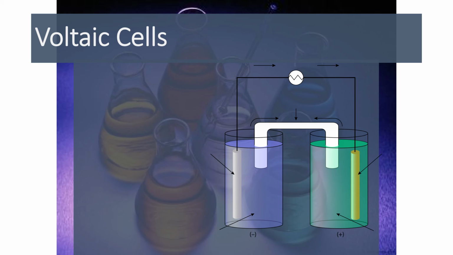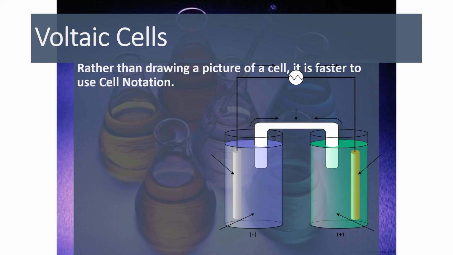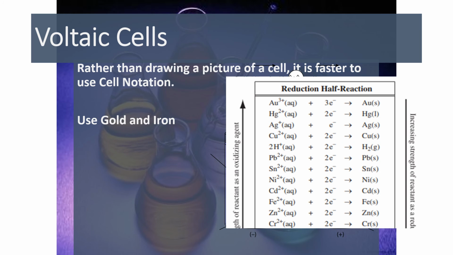Here we go. Here's just a blank slate. Here's a blank drawing. Ignore the pluses and minuses. But rather, let's not draw this cell out because it's much faster to actually draw out with cell notation. So use gold and iron. So instead of drawing this all out, labeling gold and iron, and trying to draw our salt bridge and everything else, maybe we just want to figure out the anode and cathode and go from there. So let's jump in, forget the picture drawing, we just pull up our reaction series.